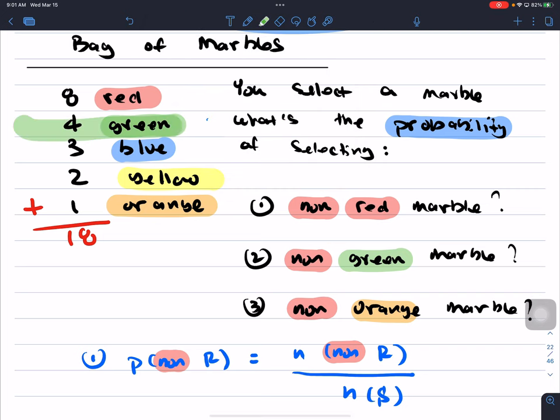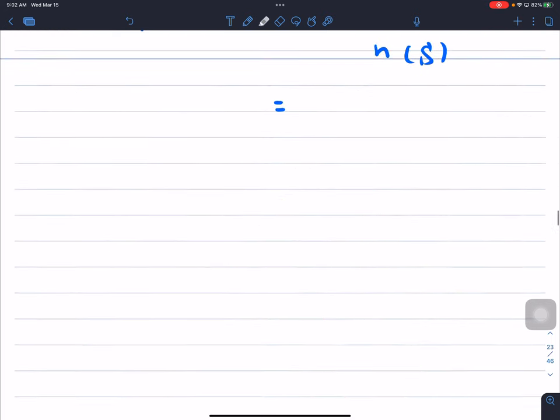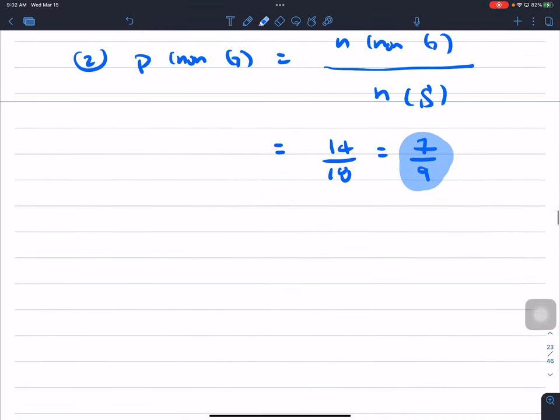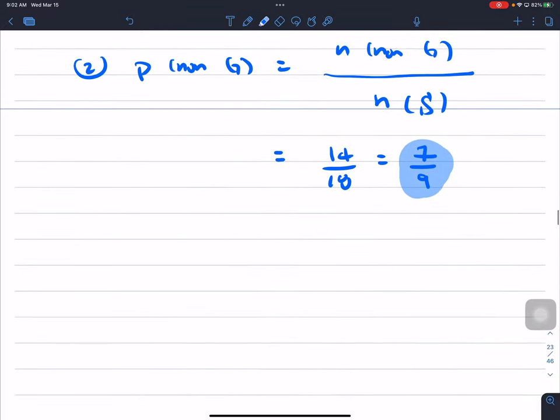Do you guys know? What's the deal? 4 marbles are green. Is that true? So how many are not green? You're going to have to count the 8, 3, 2, and 1. Is that true? Because those marbles are not green. So what's 8 + 3 + 2 + 1? 14. Good. So this is going to become 14 out of 18. What does that reduce to? 7/9. Okay, that's number two. What do you guys think? Non-green?